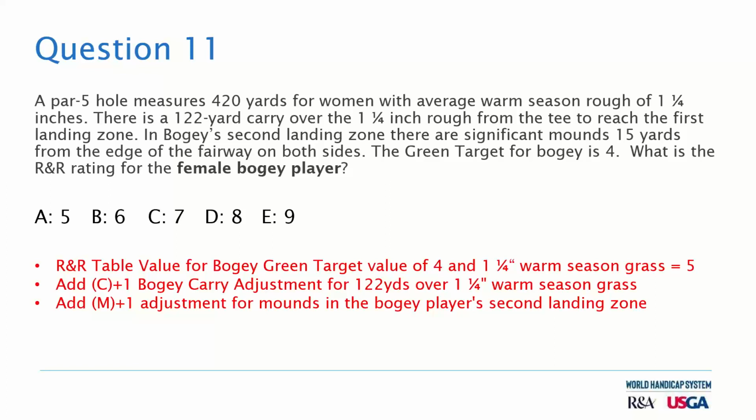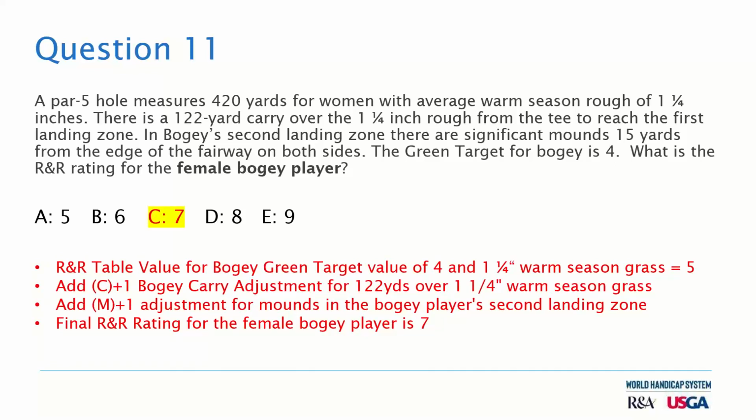And then we look at the mounds adjustment. What might have thrown a few people off is that it says there are mounds on both sides of the fairway. Mounds is a shot-specific adjustment, which means it can be applied once per shot. It can't be applied twice on the same shot for having mounds on both sides versus on one side. There is a +2 mounds adjustment, but that's related to the severity of the mounds at the green. So in this case, it's just a single +1 adjustment for mounds. The final R&R rating is the 5 from the table plus the 2 points of adjustment, which is a 7. So the answer is C, 7.